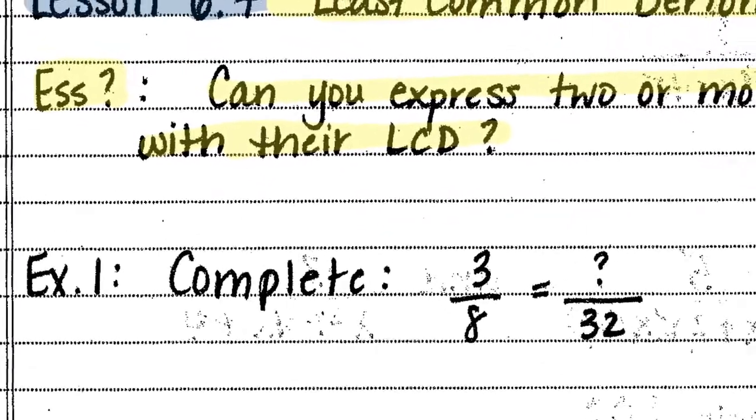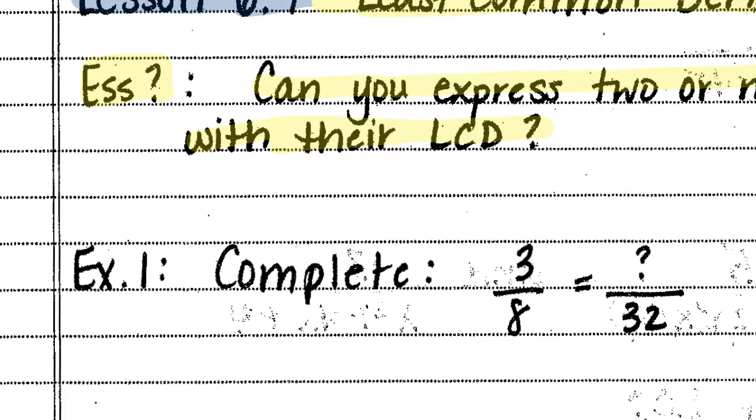This is the type that you're used to as example 1. Notice we have to get from 8 all the way to 32. My question is, what did I have to multiply 8 by to get to 32? Good, we had to multiply it by 4. And remember that I can multiply anything through by 1, and 4 over 4 is equivalent to 1. So if I multiply the top and the bottom, that's just multiplying by 1. 3 times 4 is 12. So the question mark here, we're going to answer with a 12.